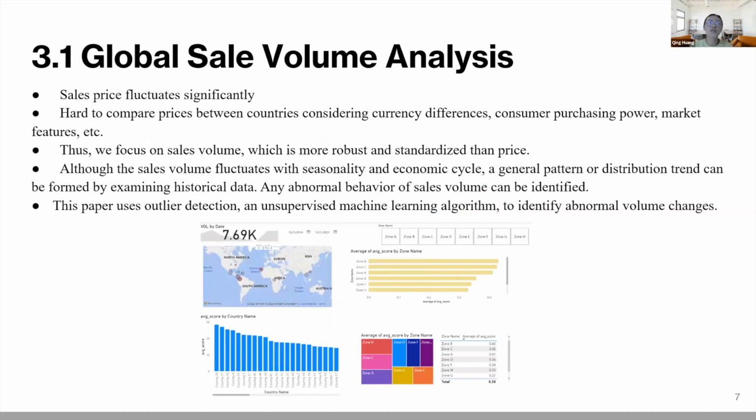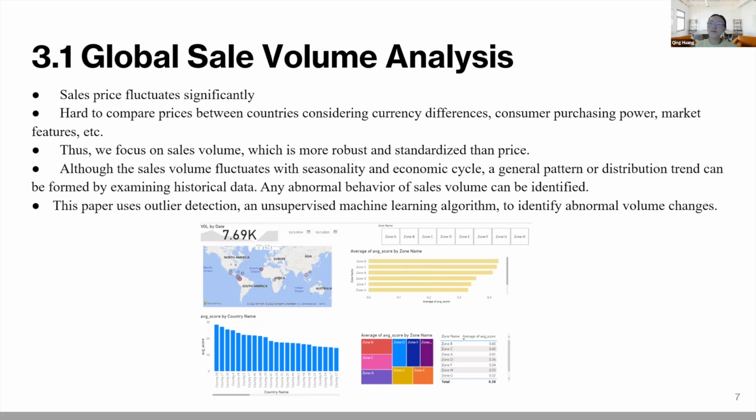Here we choose the sales volume instead of the sales price. The reason is that the sales price fluctuates significantly. And also, this is a multinational company, so the currency difference is also an issue when comparing between different countries or different markets. So here, the sales volume is a more robust and standardized proxy.